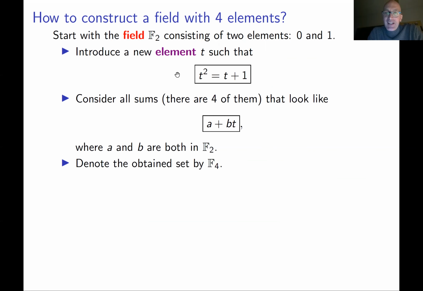Which elements do we have? 0 plus 0 times T, which we can denote by 0. 0 plus 1 times T, which we can denote by T. Then 1 plus 0 times T, which we can just denote by 1. And then 1 plus 1 times T, which we can denote by 1 plus T. That's it. These are all 4 elements in this set. We can denote this set by F4.